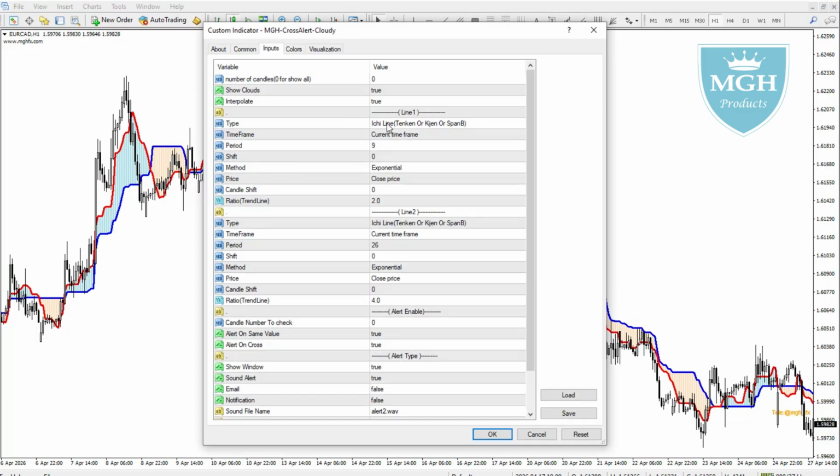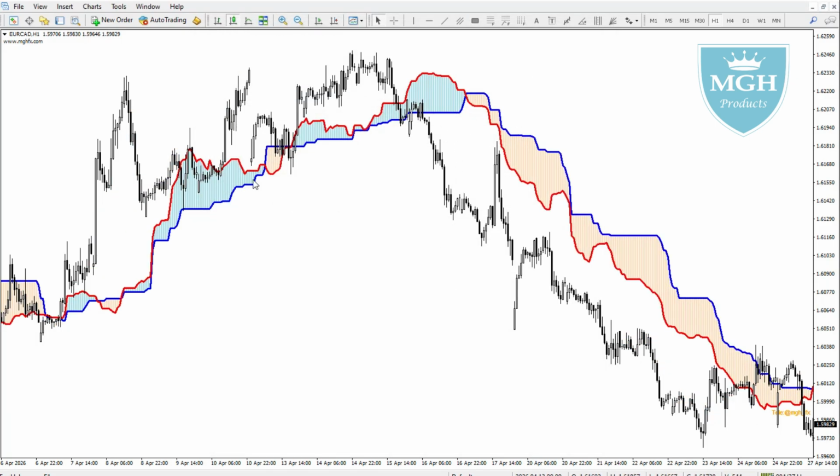Now let's replicate the Ichimoku Kumo cloud. Line 1 is set to span A with shift of 26, and line 2 is set to Ichi line with period 52 and shift 26. Yes, that's span B. Clouds are on. On the chart, you can see a cloud that looks very similar to a standard Ichimoku Kumo. When span A is above span B, the cloud is bullish or blue, and when span B crosses above span A, the cloud flips bearish or beige. What's special here is that you get alerted automatically every time the Kumo flips, without having to watch the chart.